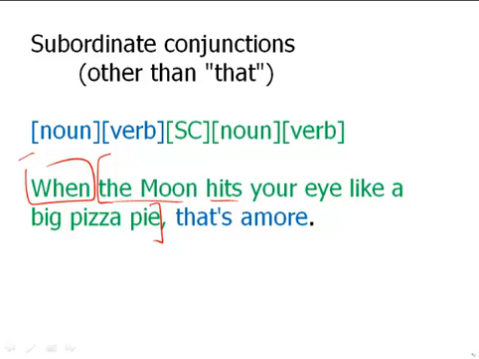So we need an independent clause, and that's what we have here in blue, the independent clause. And in fact, the noun and the verb are contracted together in that single word, "that's," which is a contraction for "that is," noun and verb.